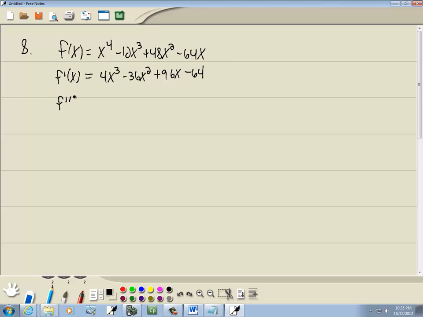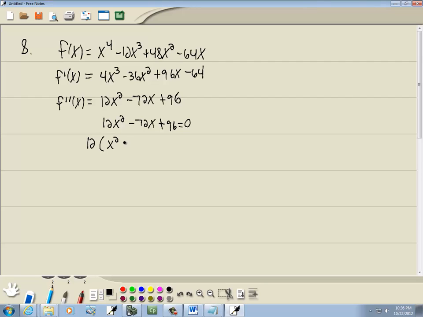Second derivative. We just take the derivative of the first. Take your power, put it out in front, lower it by 1. 12x squared minus 72x plus 96. Now, we need to find our critical values, so we set our second derivative equal to 0. So I got 12x squared minus 72x plus 96 equal to 0. They all are divisible by maybe 12, definitely 6. Let me try 12.